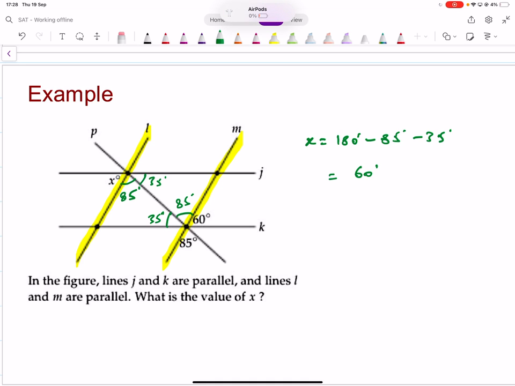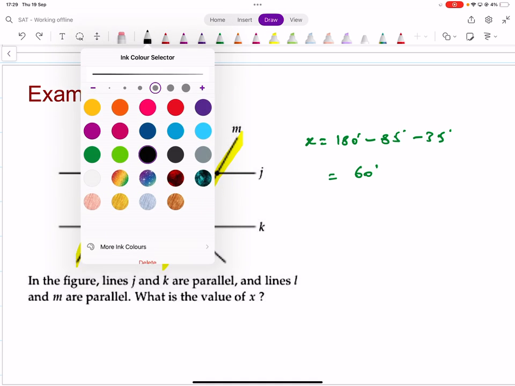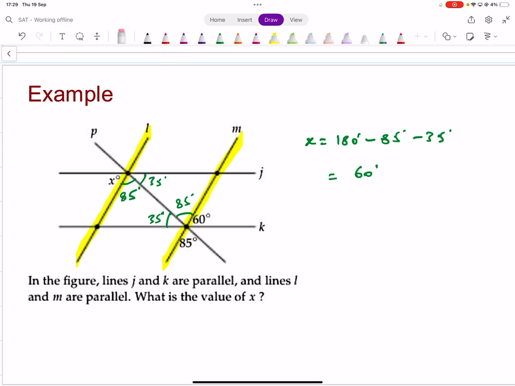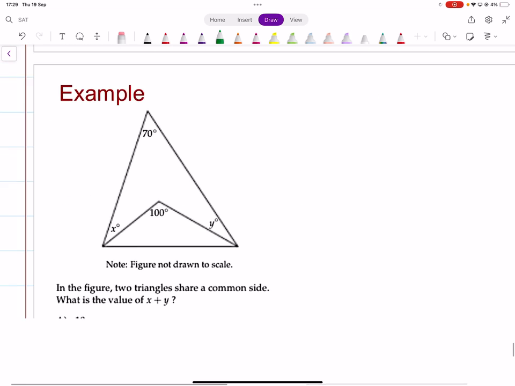So yeah, a quicker way to approach that would be, you would say, if this is 60, this is also 60. And if this is 60, you think of these two parallel lines. X is corresponding to that 60, so this is also 60. Yeah. Okay? All right.